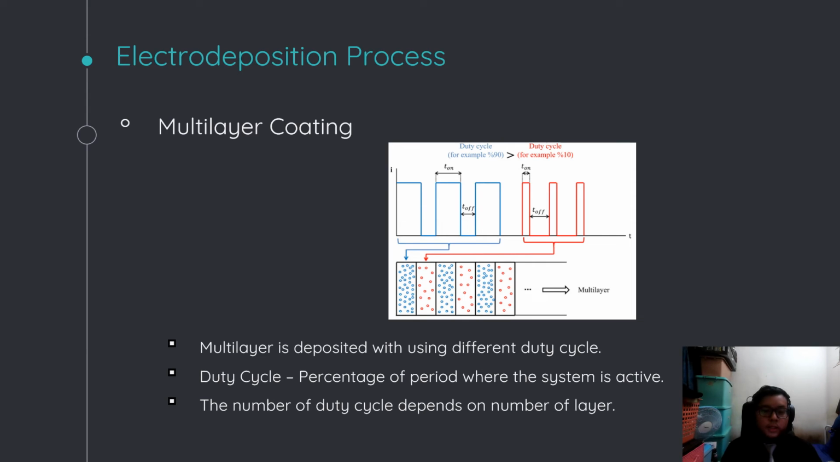Next is the electrodeposition process of multilayer coating. The process of electrodeposition for multilayer coating and single layer coating is different. Multilayer coating requires the use of pulse electrodeposition. So multilayer coating will be deposited using different duty cycles, where the duty cycle is the percentage of the period when the system is active. For example, a duty cycle of 90% means 90% of the set time the system is active, and the 10% is the time when the system is inactive. So the duty cycle depends on the number of layers required.